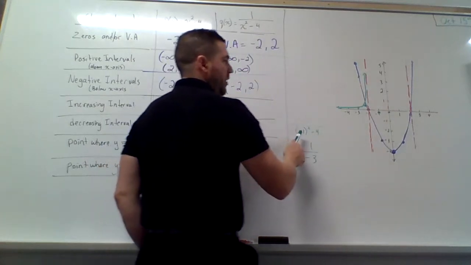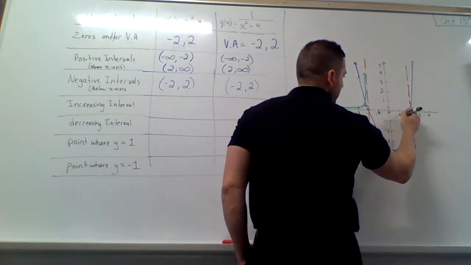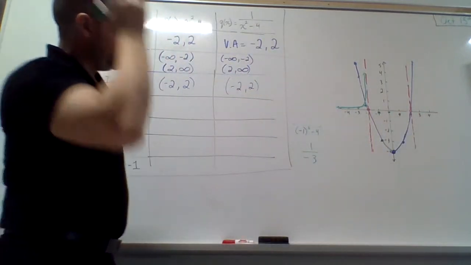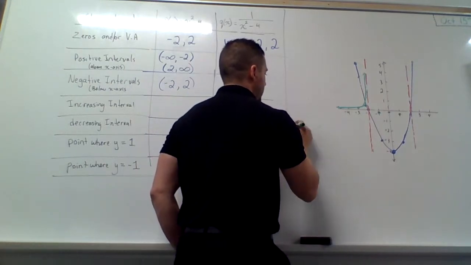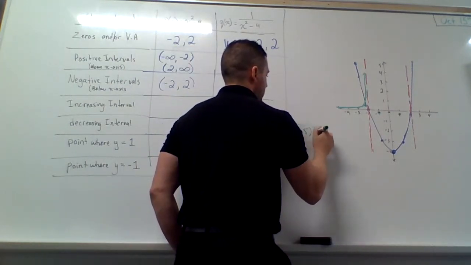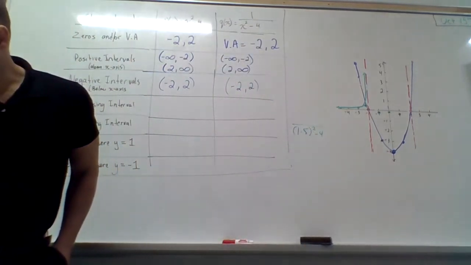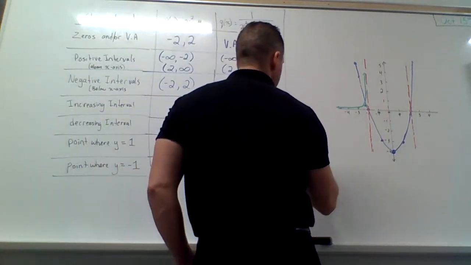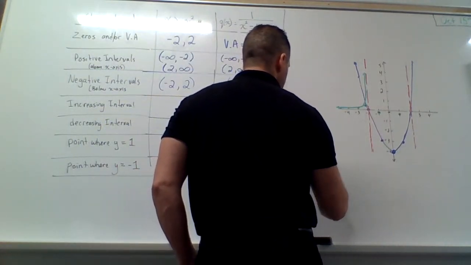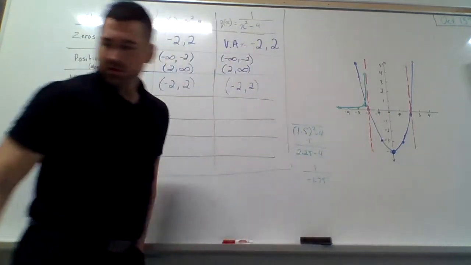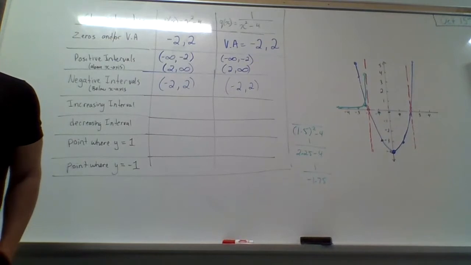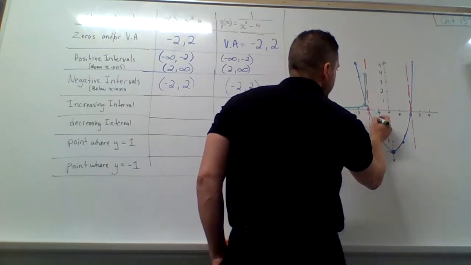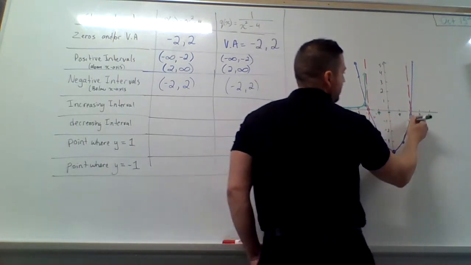If I plug in +1, I'll get 0.33 negative. Okay, if I plug in 1.5, so 1.5 squared, I think, is 2.25. 2.25 minus 4 is -1.75. So 1 divided by -1.75 is -0.6. So -0.6 over here. And then you get the same on the other side.